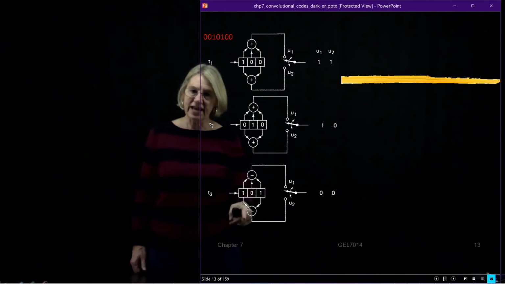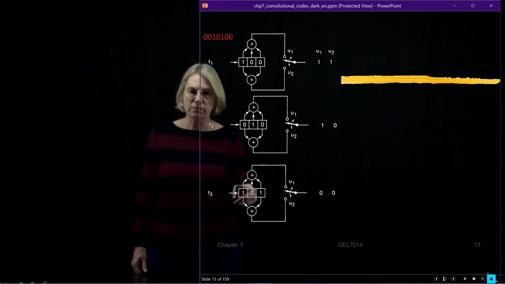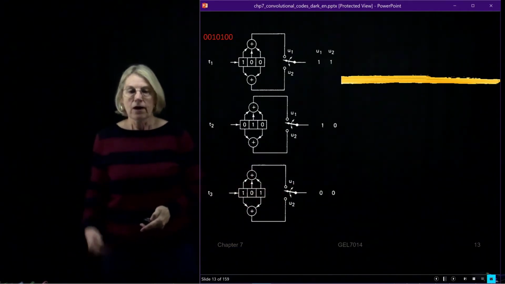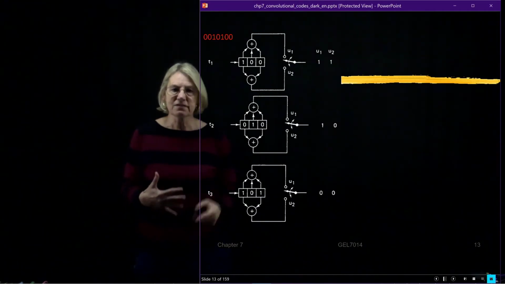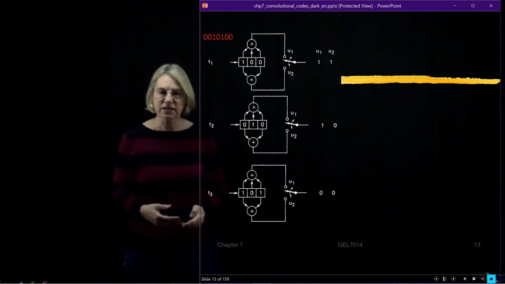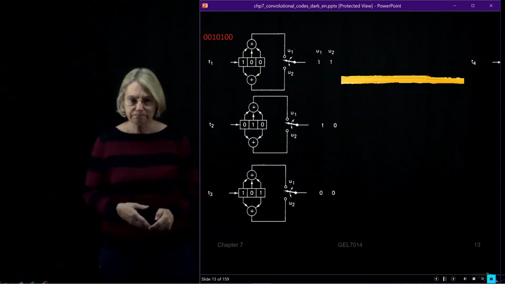Once again, I do the calculation. And this time, 1 plus 1 equals 0 for the first bit, and 1 plus 1 equals 0 for the second bit as well. Now, that's the end of the input of the data, 1, 0, 1, but I have to flush it out with my last zeros to get a final definitive transmission.